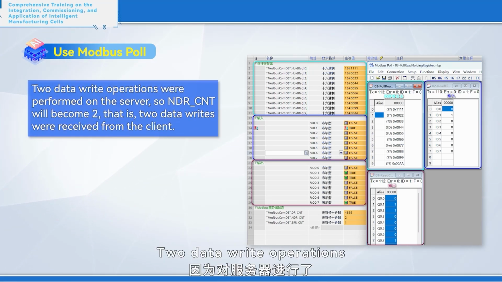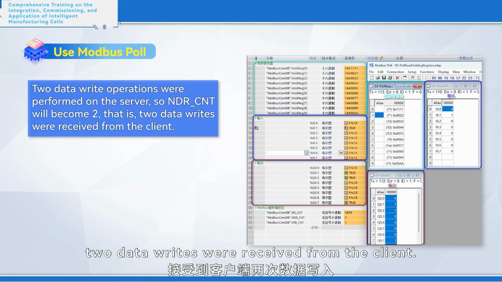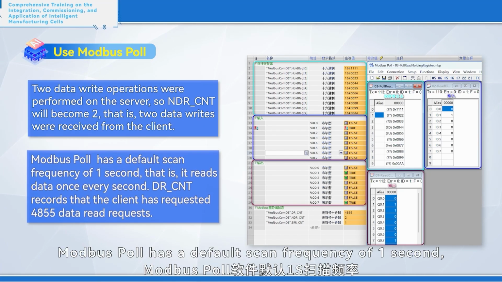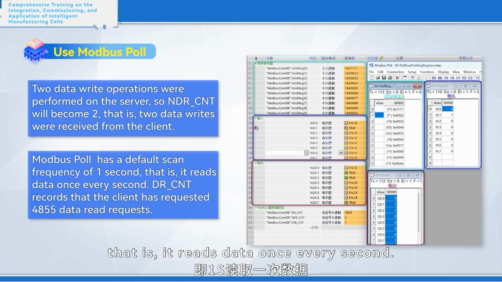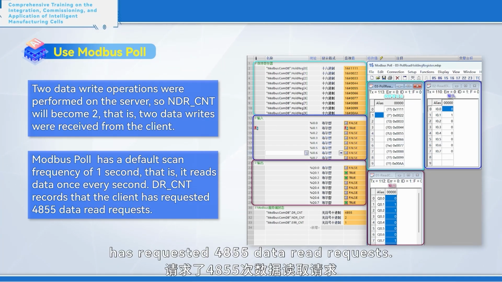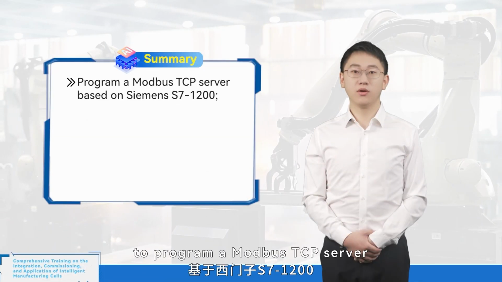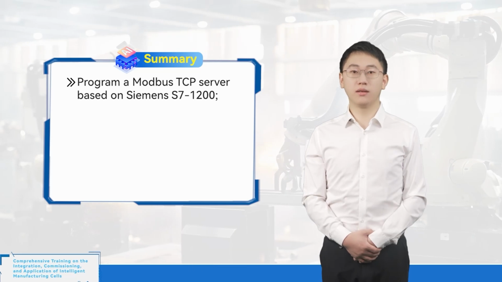2 data write operations were performed on the server, so NDR-CNT will become 2, that is, 2 data writes were received from the client. Modbus Poll has a default scan frequency of 1 second. That is, it reads data once every second. DR-CNT records that the client has requested 4,855 data read requests.